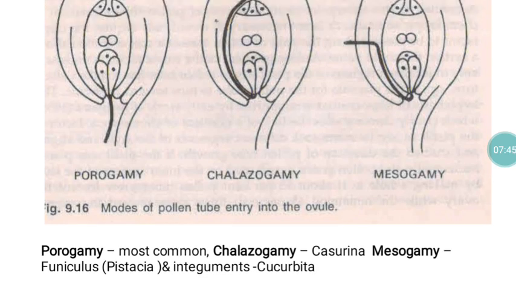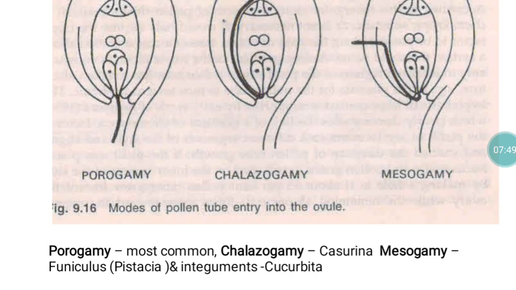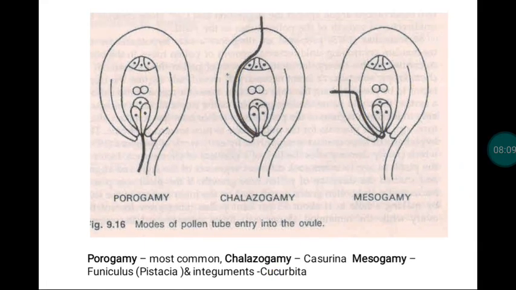For porogamy, chalazogamy and mesogamy, some examples are also available. Porogamy, the entry of the pollen tube through the micropylar region, is a very common occurrence reported in most plants, whereas chalazogamy is reported in the case of Casuarina. Mesogamy, particularly the entry through the funiculus, is reported in Pistacia, and the entry through integuments is reported in Cucurbita. So this is the route of entry of the pollen tube into the embryo sac at the time of fertilization.